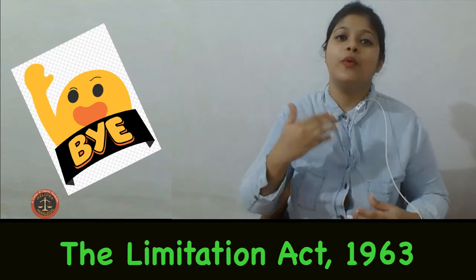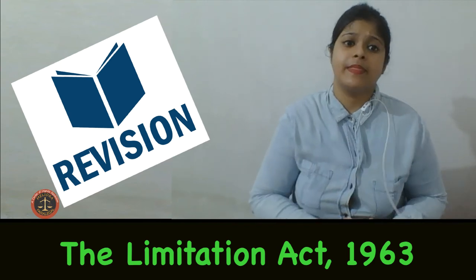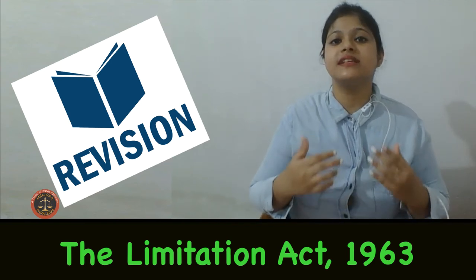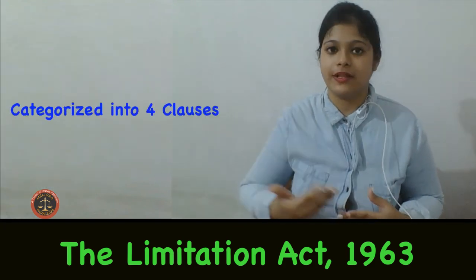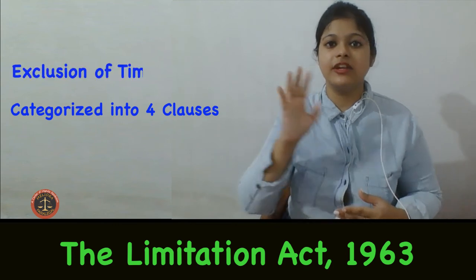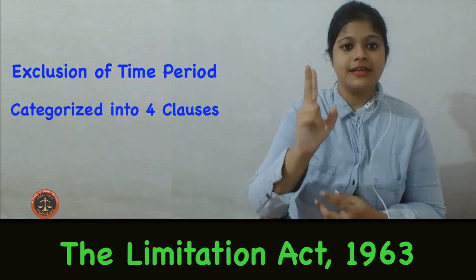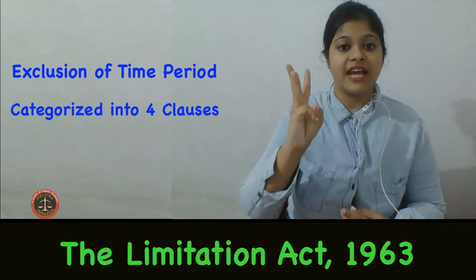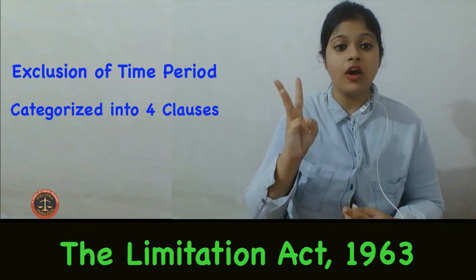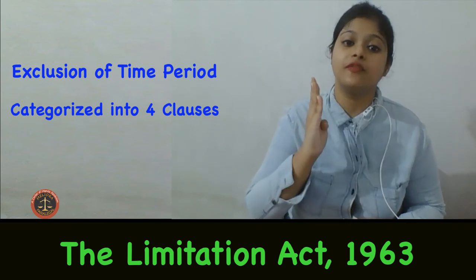So before we say goodbye and wrap up, we will give a quick revision of what we have discussed today. Firstly, we have dealt with the concept of exclusion of time periods as raised in the clauses of section 12. Further, we have categorized them into 4 clauses. That is the day of reckoning. The second clause is the time requisite to obtain the copy of judgment. Third, time requisite to obtain a copy of decree or order. And the fourth is the time requisite to obtain the copy of award.